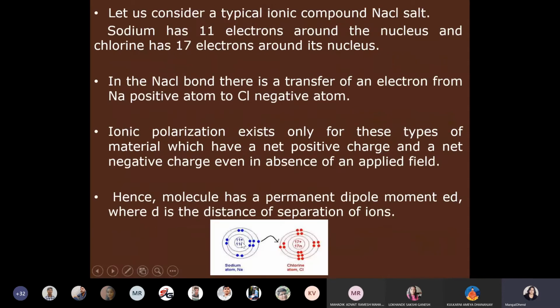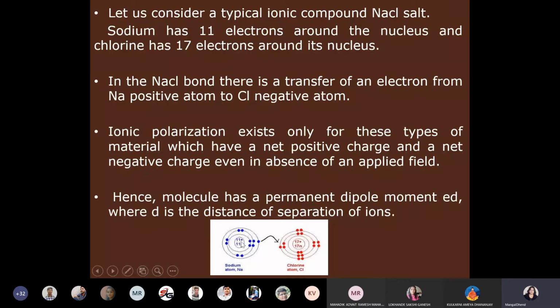Suppose you consider the NaCl case. Sodium has 11 electrons, and chlorine has 17 electrons. And why do they form a bond, the NaCl bond? Because these 11 electrons of sodium will be shared with chlorine. So 17 plus 11, 28. So they are sufficient. Therefore a bond exists between sodium and chlorine. Means sodium is positive and chlorine is negative.